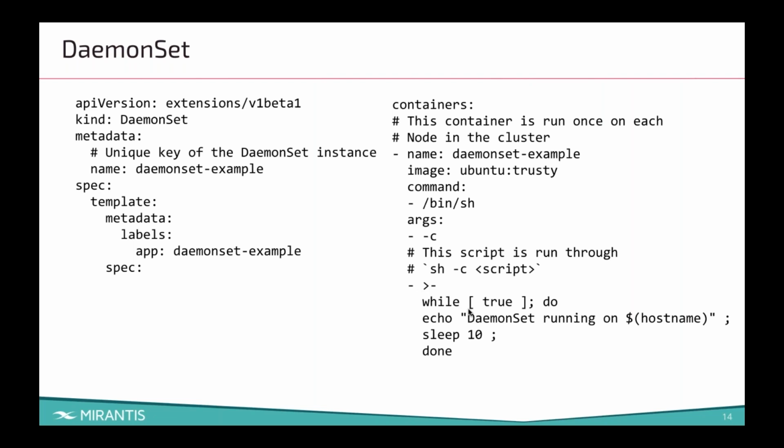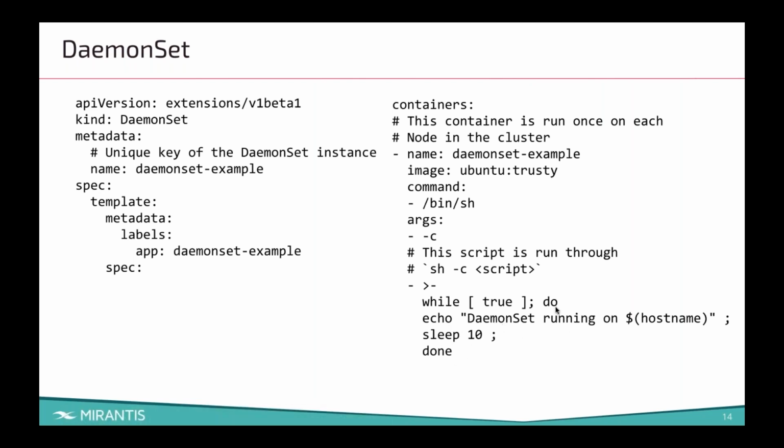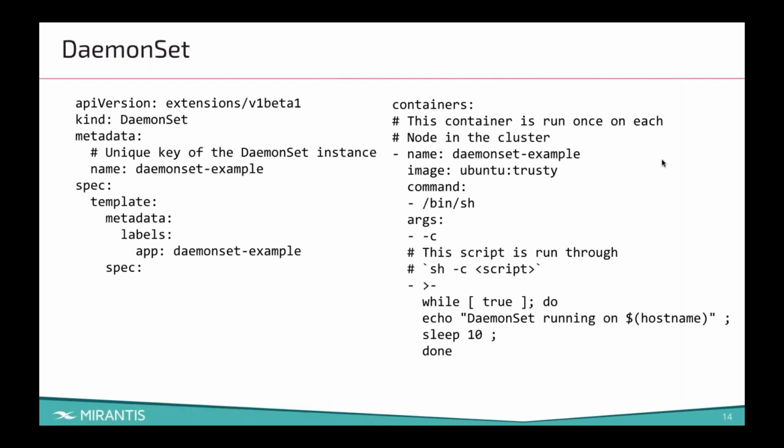Because we're using the greater than sign, we don't care about preserving line breaks. So this is another function that you need to know about. Daemon sets, of course, run one copy on every node when the node comes up. So this is essentially telling every node to run a script that every 10 seconds says that the daemon set's running. Obviously, it's just a toy function, but you get the idea of how that works.